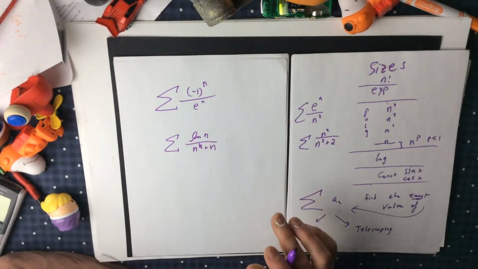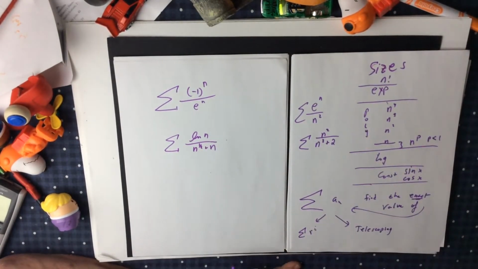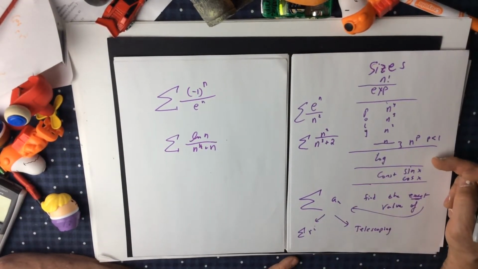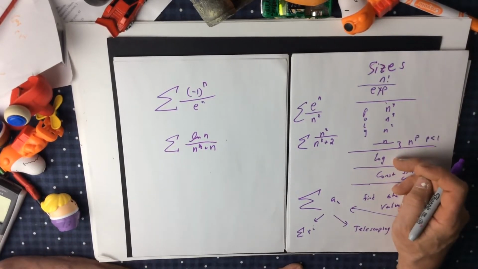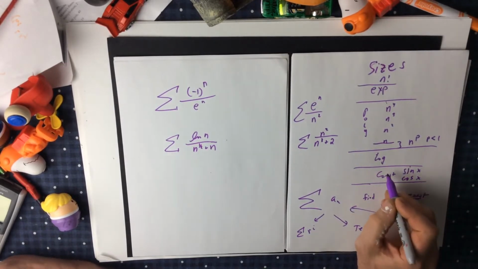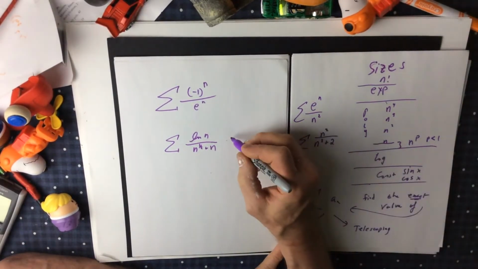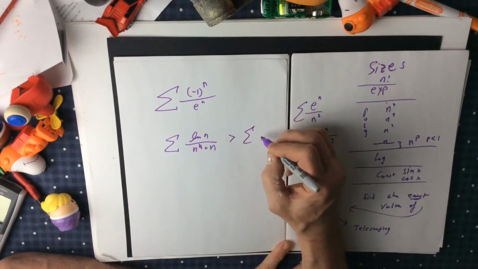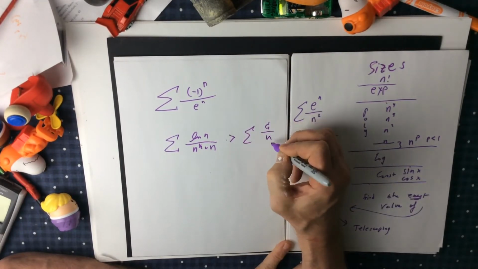And you might go, well, what in the world am I going to do with that? Well, if you go back to this list, the log n is smaller than n. It is not, however, bigger than a constant. So it looks like this is bigger than some constant over n.